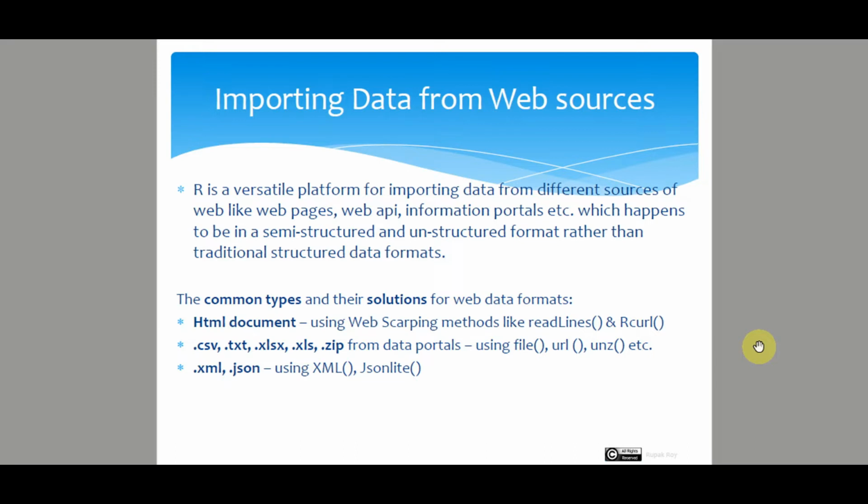The common types and their solutions for web data formats are: for HTML documents, web scraping methods like readLines and RCurl; for CSV, text and XLS, zip from data portals using the file, url, and unz functions; and for XML and JSON formats using XML and jsonlite.